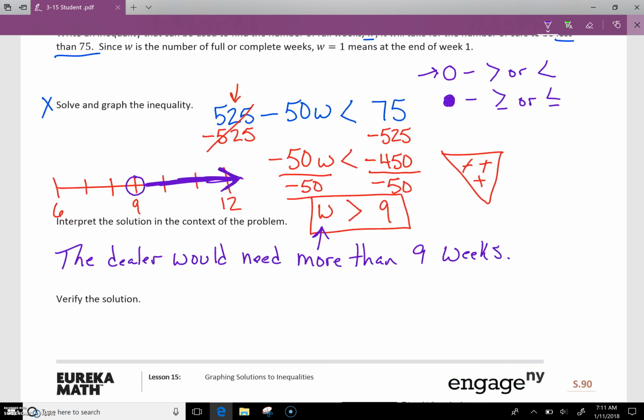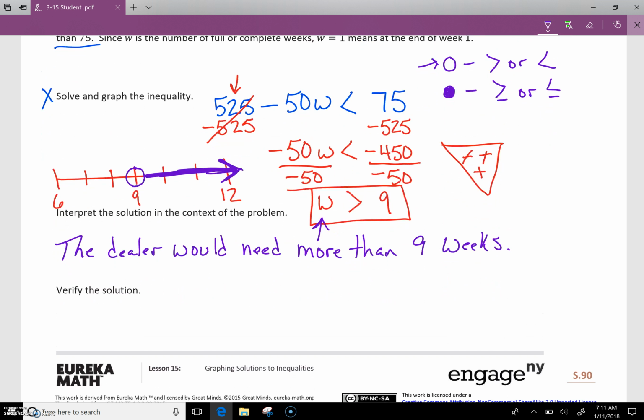Verify the solution. They want us to do what we did yesterday when we checked. So we would pick a number greater than 9 and plug it into the original inequality. So 525 minus 50 times W, a number bigger than 9. Let's go 10. Needs to be less than 75. 525 minus 50 times 10, that's 500. 525 minus 500 is 25. And since 25 is less than 75, we know that we're correct.